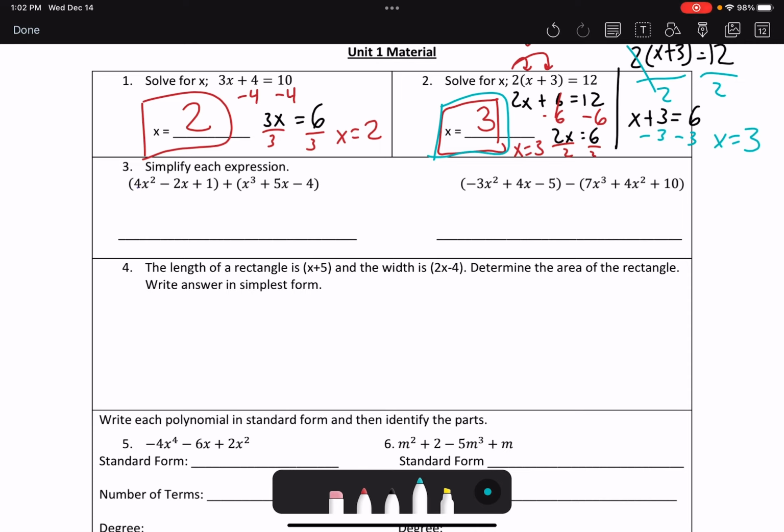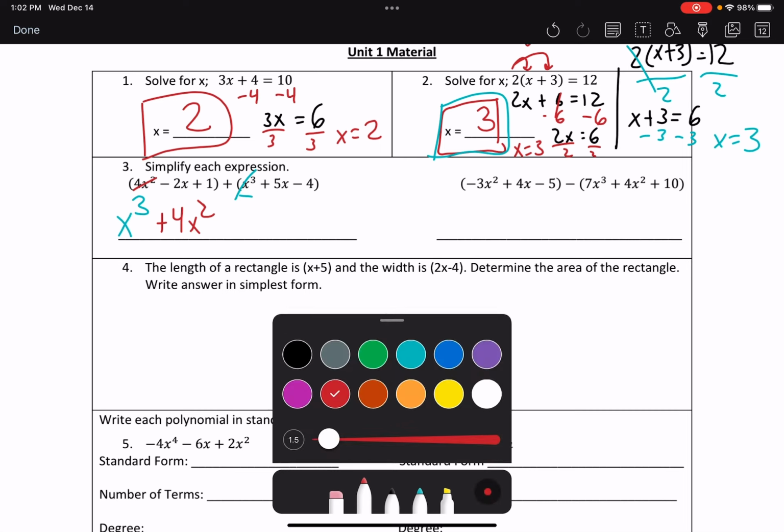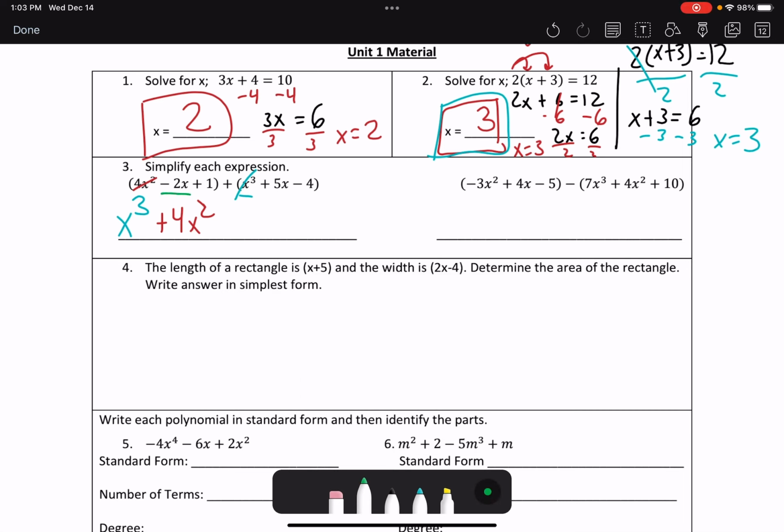If I'm looking at this, my greatest exponential value will be the term x cubed, and there are no other cube terms, so I can go on to my x squareds. In this case, I've got a 4x squared. There's no other squared terms, which means I can now go on to just my x terms, but in this case, I've got a negative 2x plus 5x. So negative 2x plus 5x is going to simplify to positive 3x.